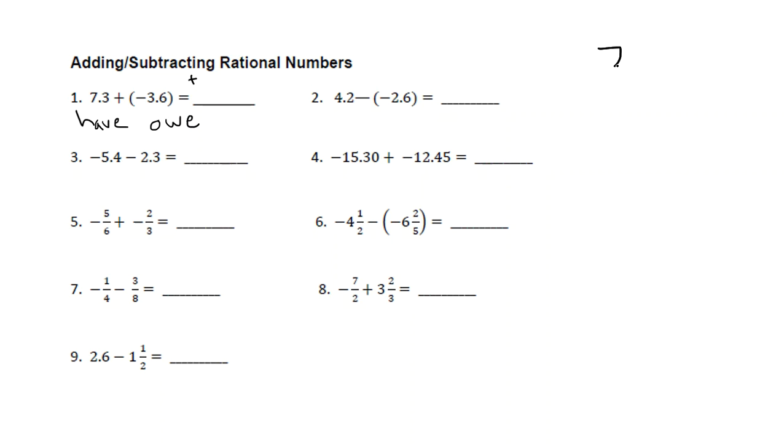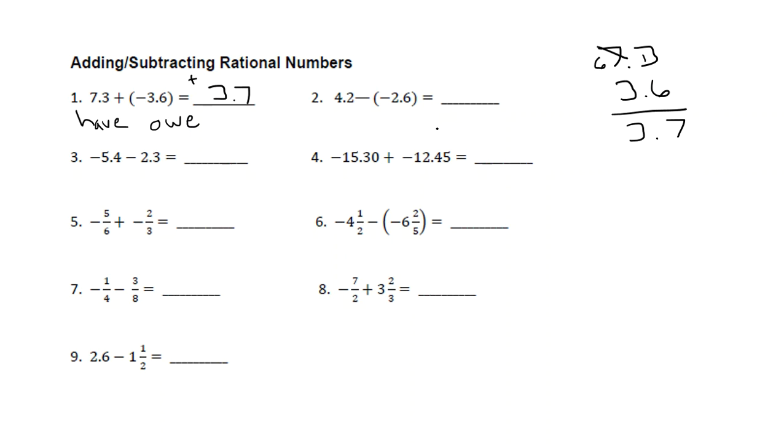So now over here, when I do 7.3 subtract 3.6, I've got to line up my decimals. This would be a 6, this would be 13, so that would be 7. So this would end up being 3.7 positive.